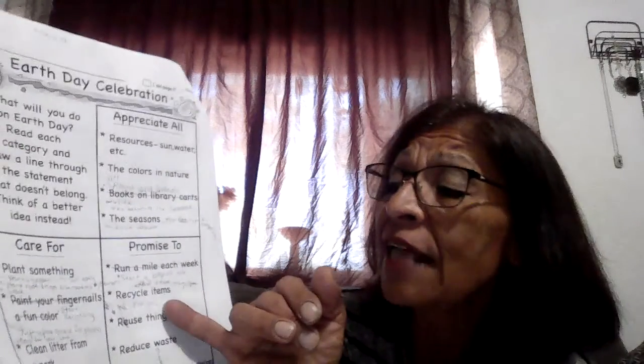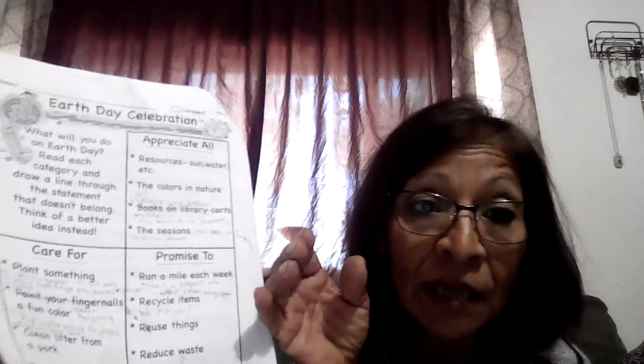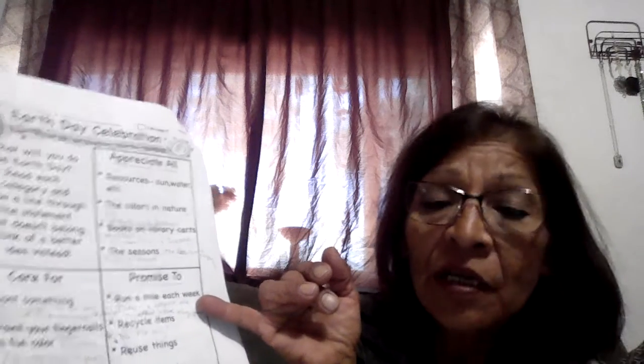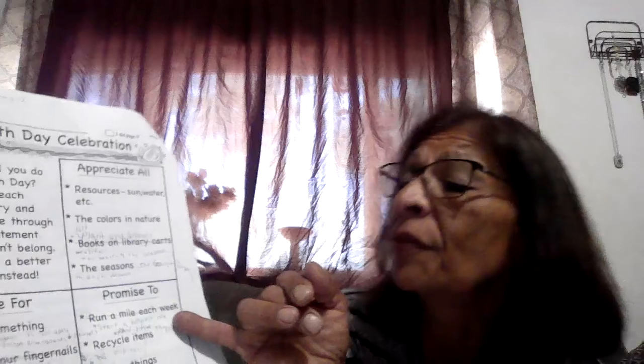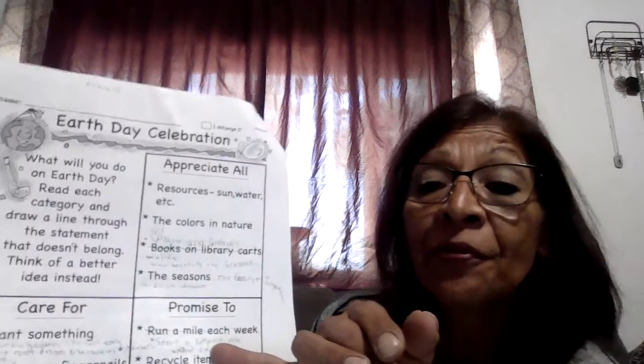So let's look down here to promise to: run a mile each week, recycle items, reuse things, reduce waste, and live green. Which one is the oddball? I'm going to say run a mile each week. So what can we replace it with? I put a line through it.